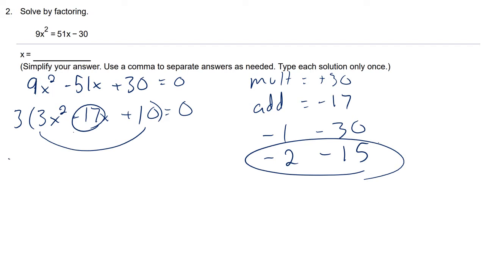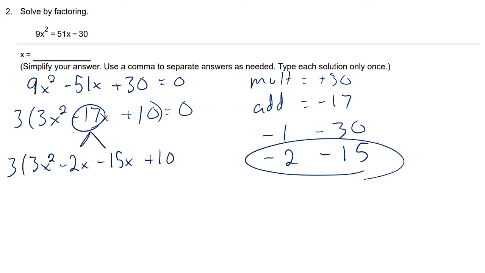And so I'm going to leave the 3 that I had out there. I'm going to leave the first term the same. But in the middle term, instead of putting negative 17x, I'm going to put minus 2x minus 15x, and then I'm going to leave the last term the same. So what have I done? I've just taken the middle term and split it into my two terms that I used. Now I can factor this by grouping.